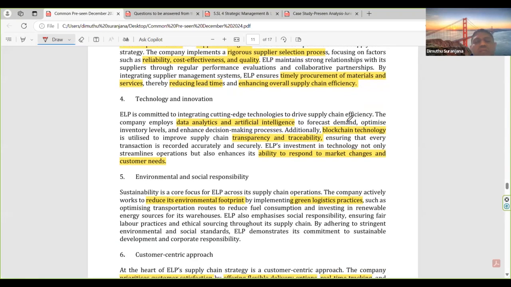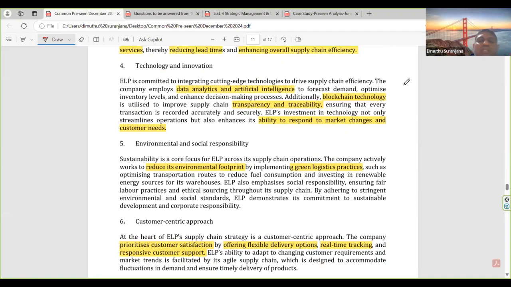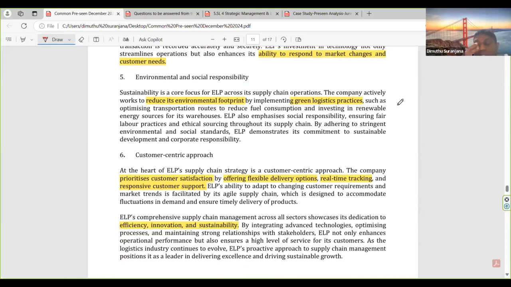Technology and innovations. ELP is committed to integrating cutting-edge technologies to drive supply chain efficiency. The company employs data analytics and artificial intelligence. Again, how many times has this been mentioned? To forecast demand, optimize inventory levels, and enhance decision-making processes. Additionally, blockchain technology is utilized to improve supply chain transparency and traceability, ensuring that every transaction is recorded accurately and securely. ELP's investment in technology not only streamlines operations but also enhances its ability to respond to market changes and customer needs. Number 5, environmental and social responsibility.